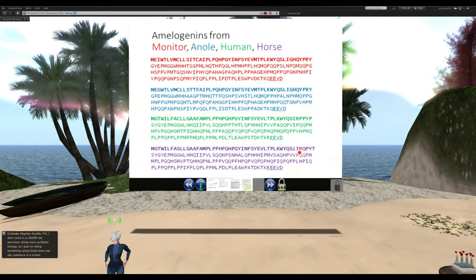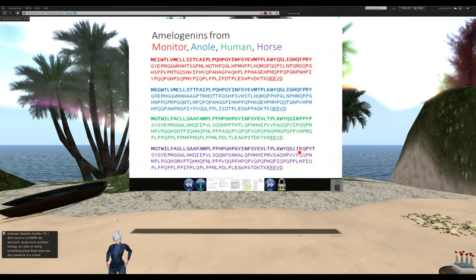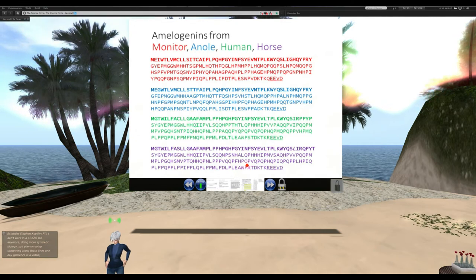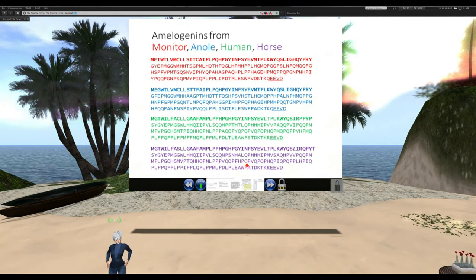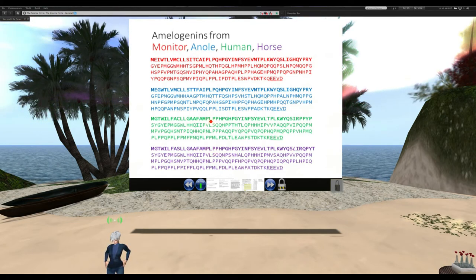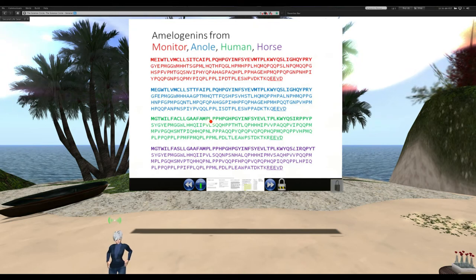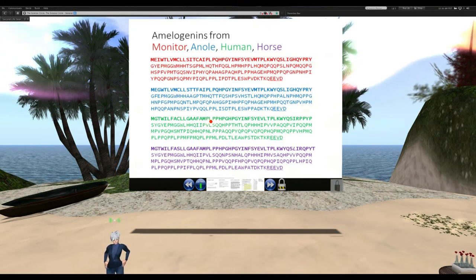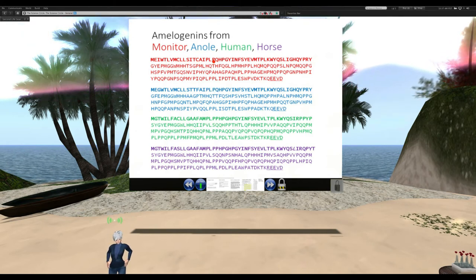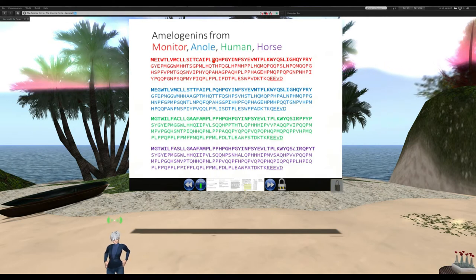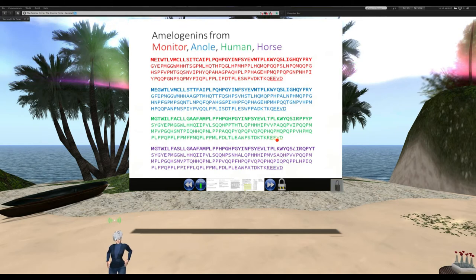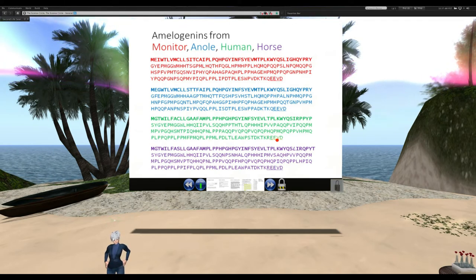So these are the amelogenin sequences from monitor, anole, human, and horse. If you just sort of eyeball these, you can see that human and horse, for example, both have this PPHBGH sequence that starts right here, and that the anole and the monitor have a slightly different one, PGHPGY. So those two are similar, and these two are similar. And notice that they all end EEVD, glutamate, glutamate, valine, aspartate.